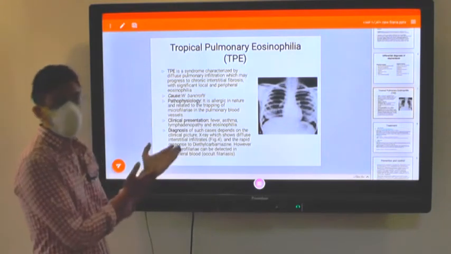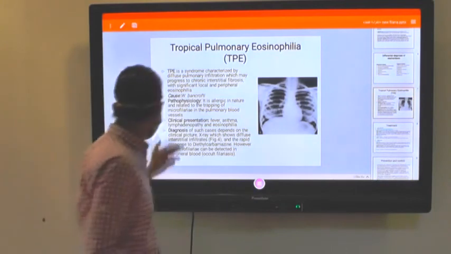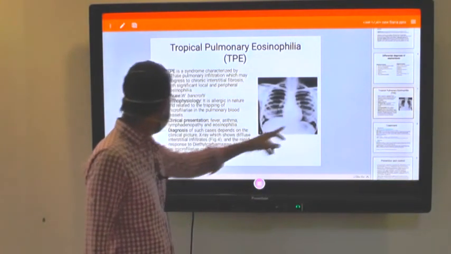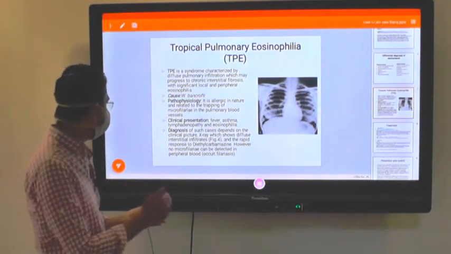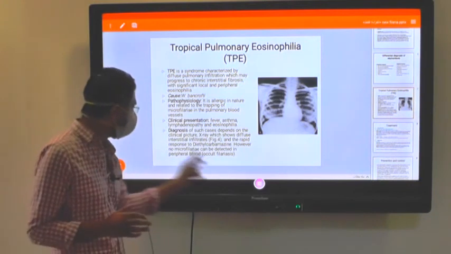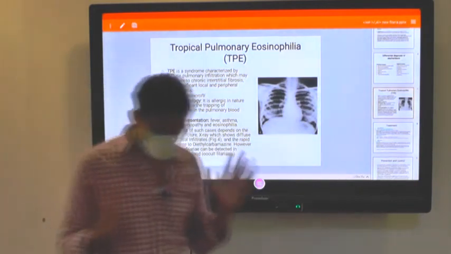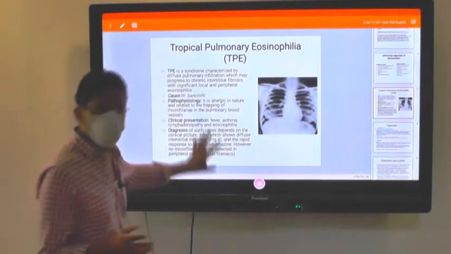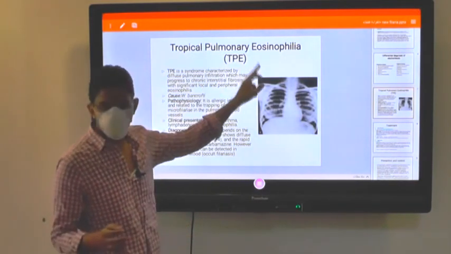What's the diagnosis of such a condition? Actually, chest X-ray shows a diffuse interstitial infiltrate, and there is rapid response to diethylcarbamazine. No microfilariae are detected in the peripheral blood, and this is important; it's so-called occult filariasis. So occult filariasis is the same nomenclature as tropical pulmonary eosinophilia.